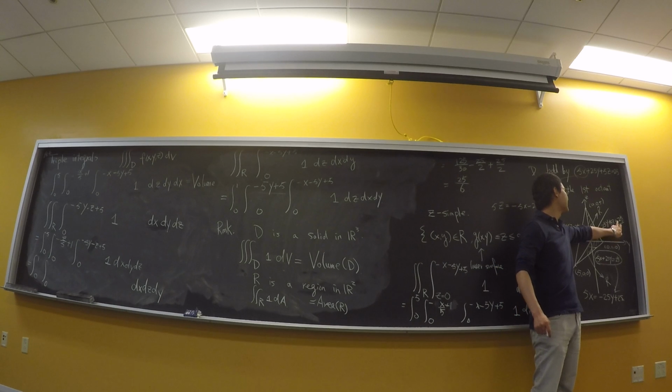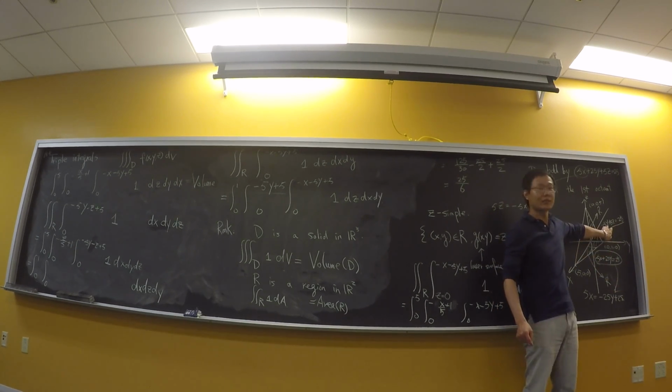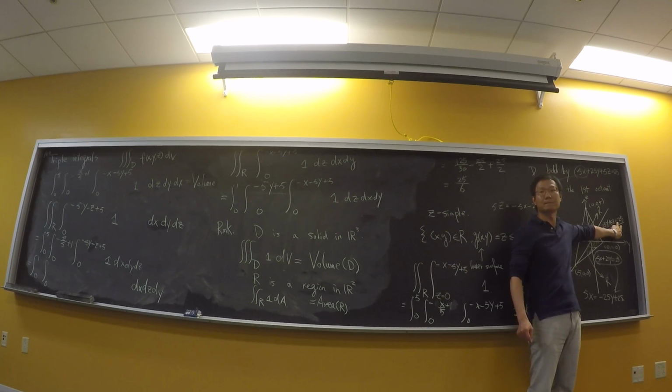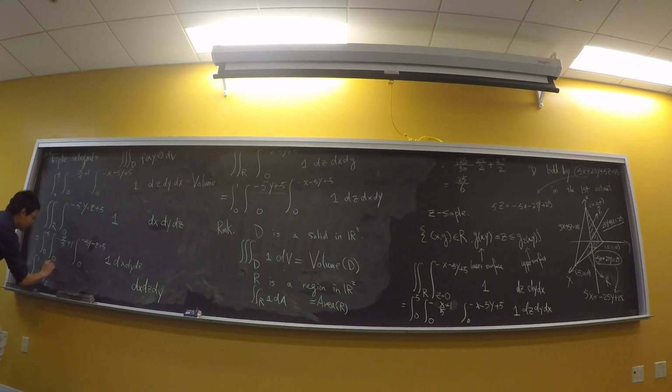But I need z equal to something of y, right? So I need to solve for z in this equation. So z is, in this case, minus 5y plus 5, right? So from 0 to minus 5y plus 5, and the integrating function is minus 5y minus z plus 5, 1. Okay, that's the integrating function.